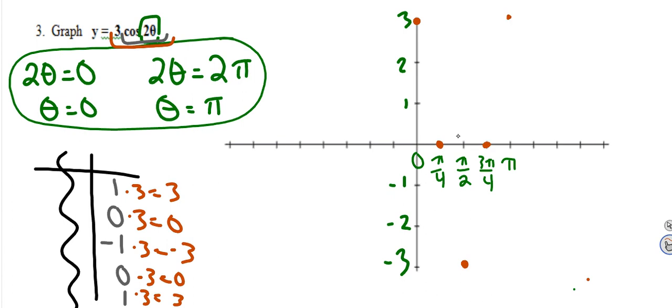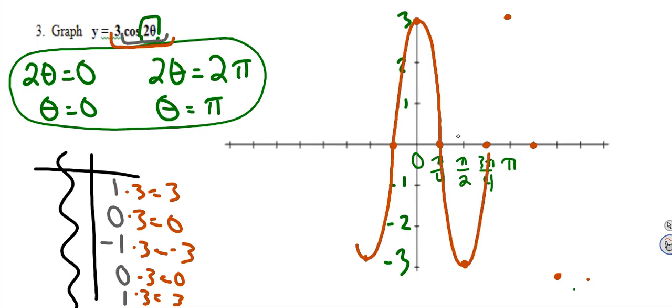We could stop here. I don't know why I feel the need to keep going, but I think it just looks better. So we're going to connect them in a nice curvy way. It's not the best, but you know what I'm trying to do. All right, there's our graph.